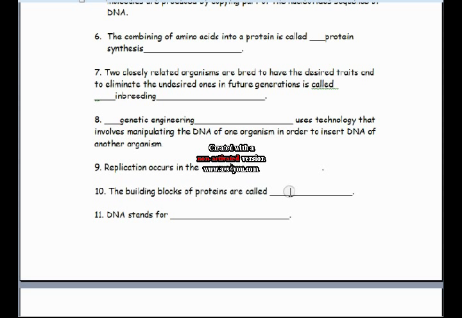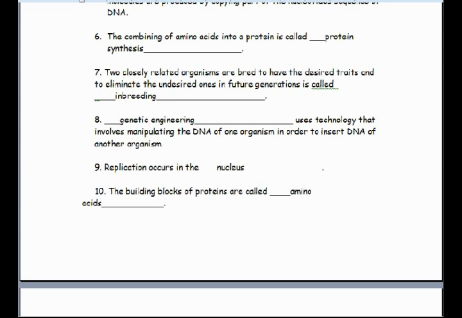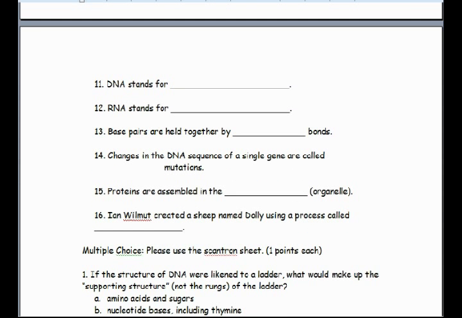Building blocks of proteins are called what? If you look up at number 6, it's amino acids. Number 11 and 12, what does DNA stand for and what does RNA stand for? DNA, deoxyribonucleic acid. And then RNA is ribonucleic acid.